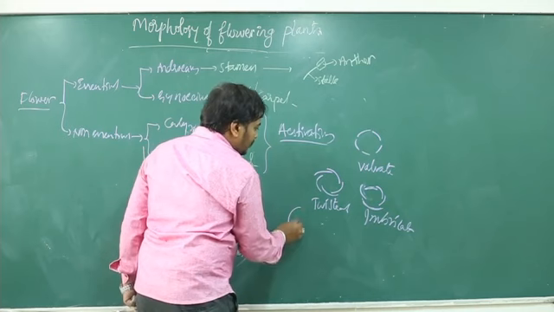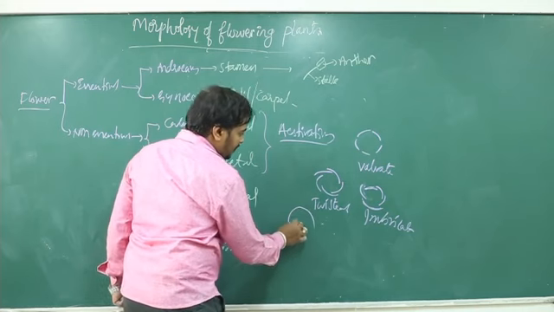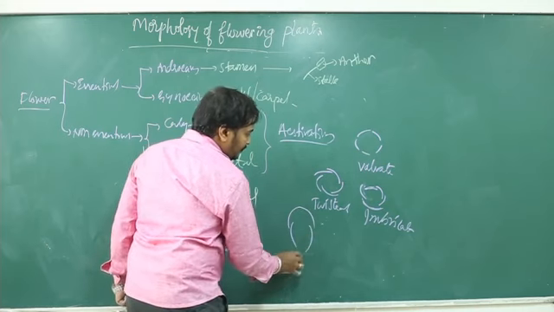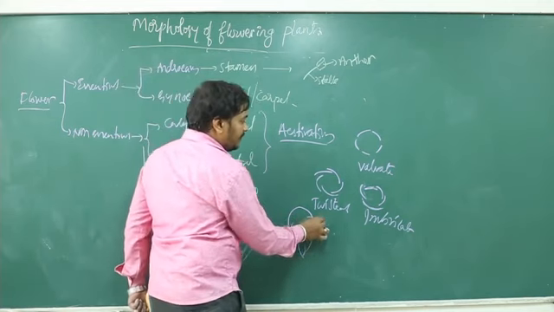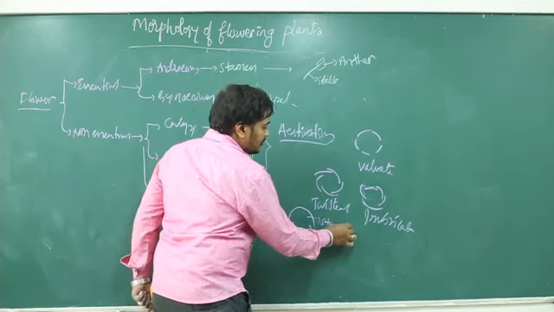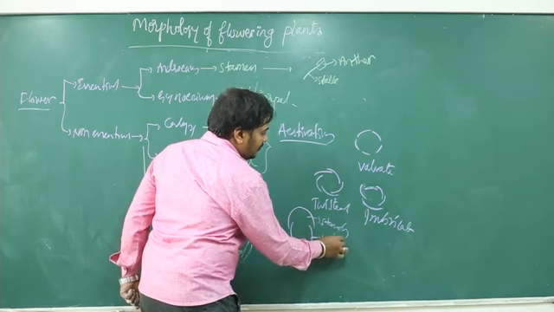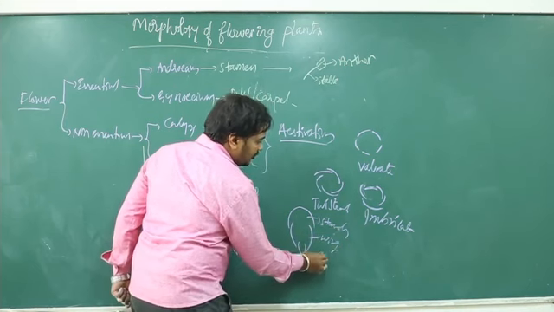And one more is there: one larger standard petal is there, 2 wing petals were there and 2 united petals were there. So this is called a standard petal. This is the wing petal. And one more, the boat-like structure, is called the keel petal.